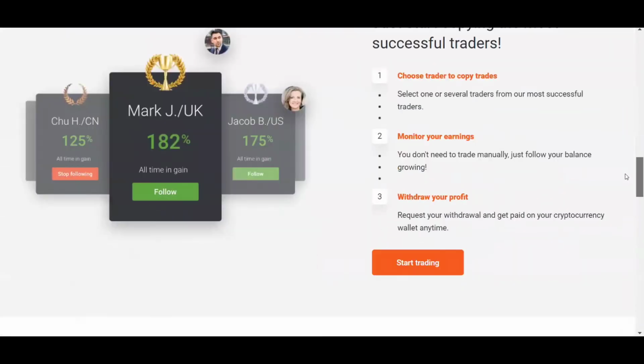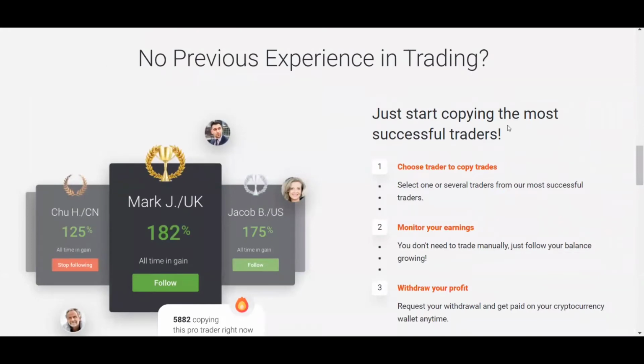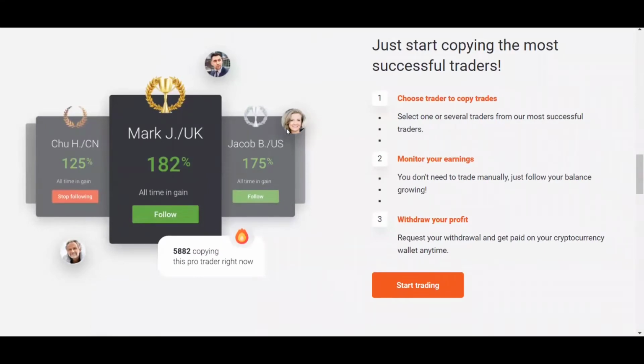Right here, no experience trading. You could do copy trading. I honestly don't recommend that because every single broker has this feature. And to be quite honest, they have the same names up here. I actually tried it one day and let it do the copy trade function, and I was losing way more than just relying on my own analysis. So I really wouldn't recommend copy trading.